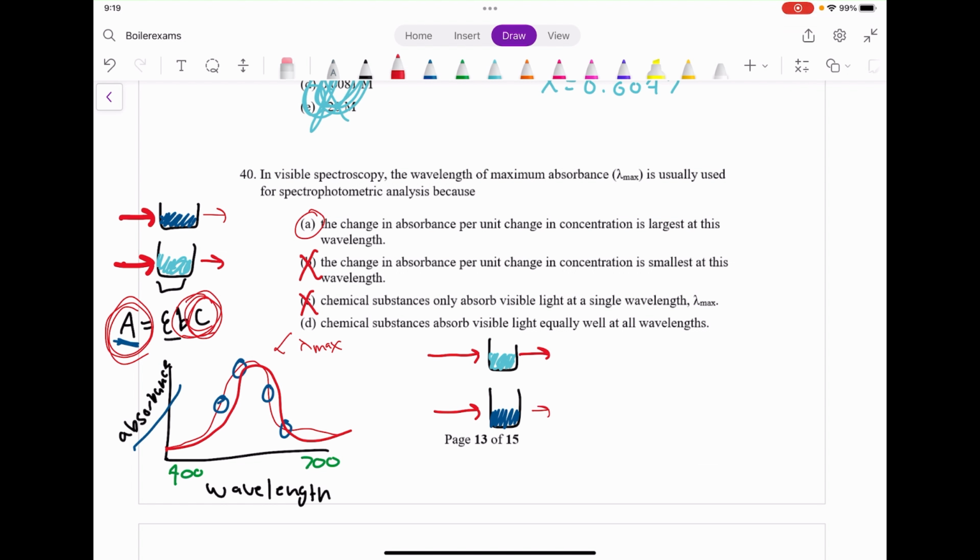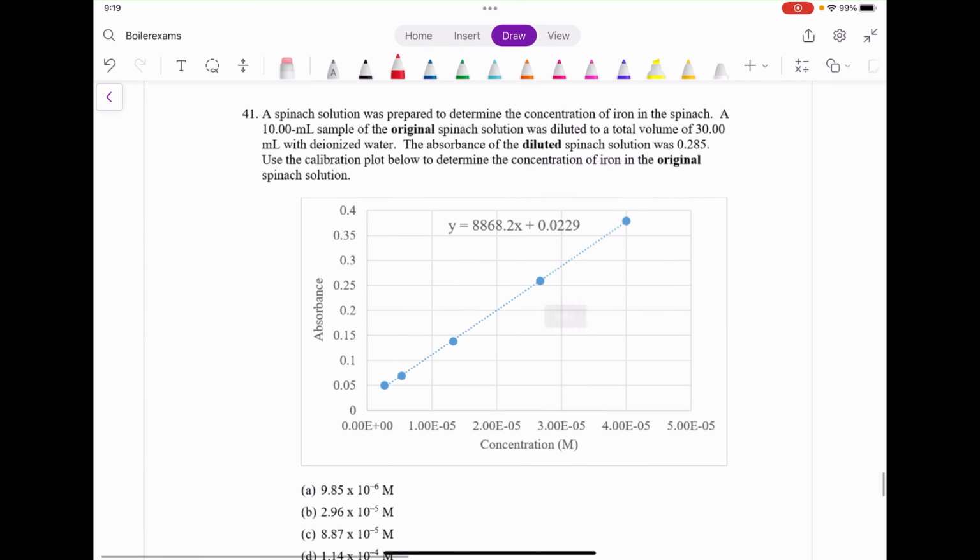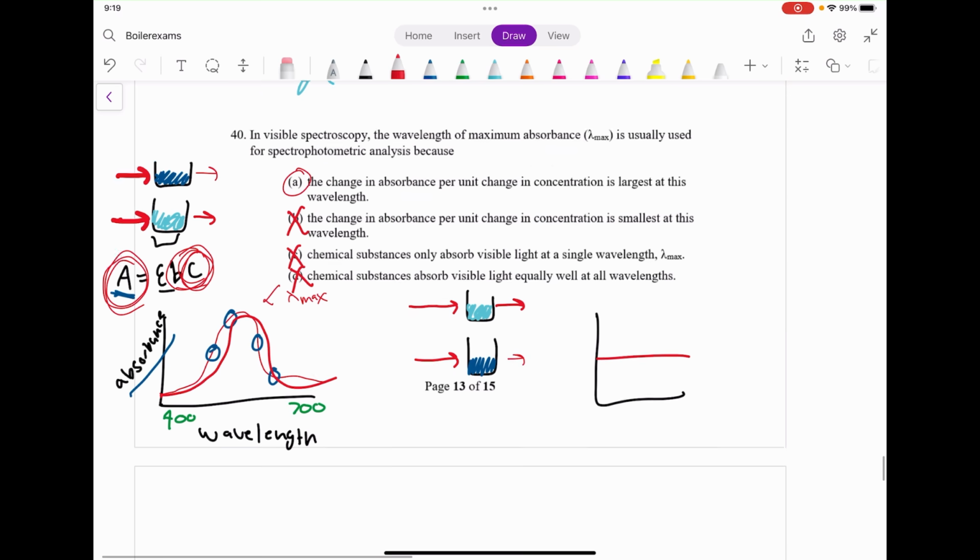D, chemical substances absorb visible light equally well. That's not true either. D is proposing that this graph looks like that, a straight line, but it's not. And you can look these up too. Just Google absorbance spectrum per wavelength. So that leaves us with answer choice A.